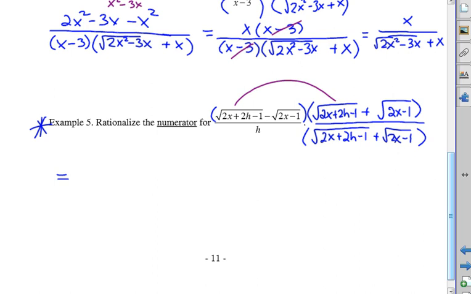Conjugate, so difference of squares, right? a squared minus b squared is equal to a minus b times a plus b. So just these multiplied together, right? Just square it, and just those multiplied together. So what happens when you square a square root? Goes away. So we have 2x plus 2h minus 1. And then we have a negative root 2x times a positive root 2x, negative root 2x minus 1 times a positive root 2x minus 1.